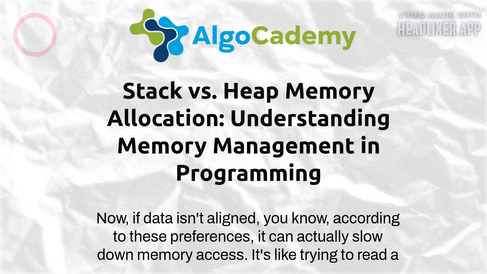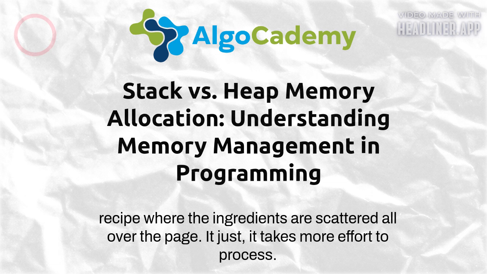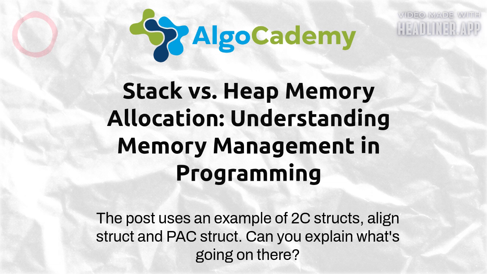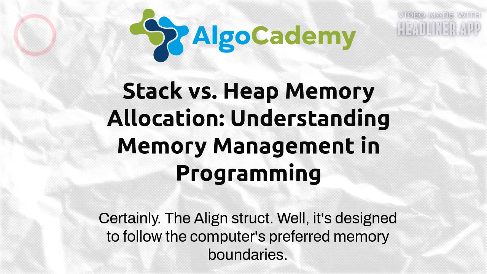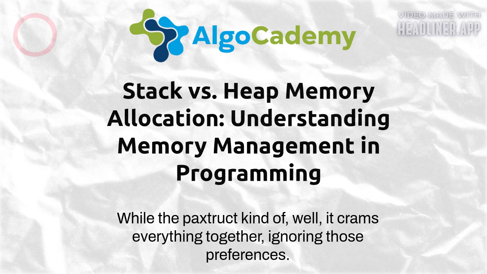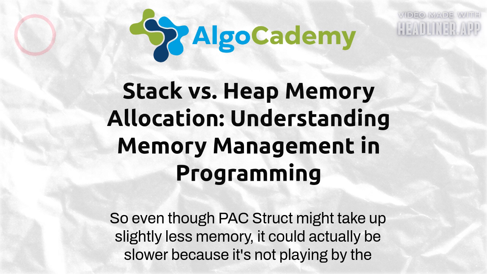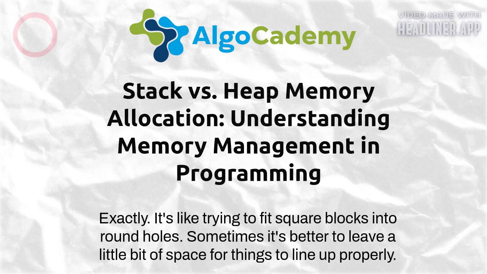Something like that. Now, if data isn't aligned according to these preferences, it can actually slow down memory access. It's like trying to read a recipe where the ingredients are scattered all over the page. It takes more effort to process. The post uses an example of two C++ structs, align struct and pack struct. Can you explain what's going on there? Certainly. The align struct is designed to follow the computer's preferred memory boundaries. Okay. While the pack struct crams everything together, ignoring those preferences. So even though pack struct might take up slightly less memory, it could actually be slower because it's not playing by the computer's rules. Exactly. It's like trying to fit square blocks into round holes.